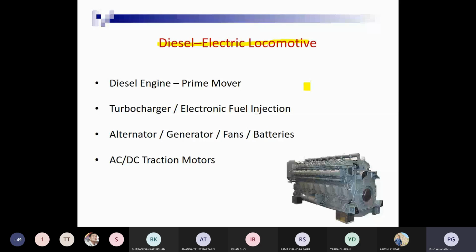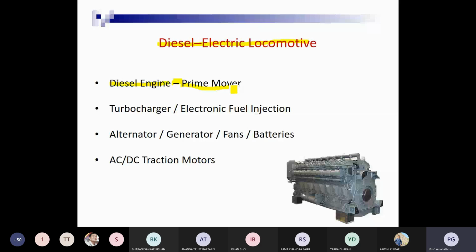So diesel is the combustion, okay. Combustion means chemical to mechanical energy. Basically, electrical energy is required, and that will come from the combustion of the diesel. From the electrical energy you are getting, you are moving the prime mover, okay.